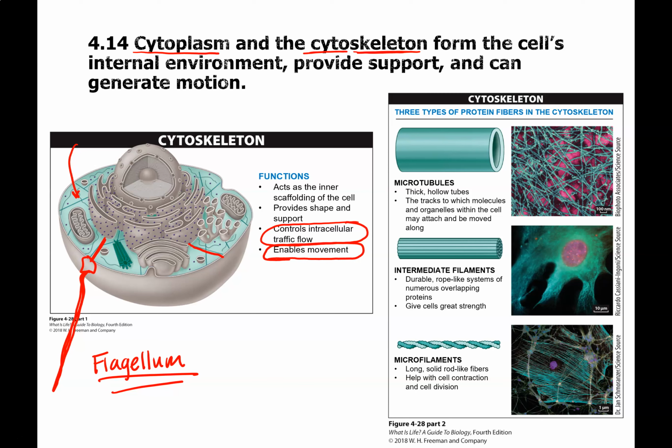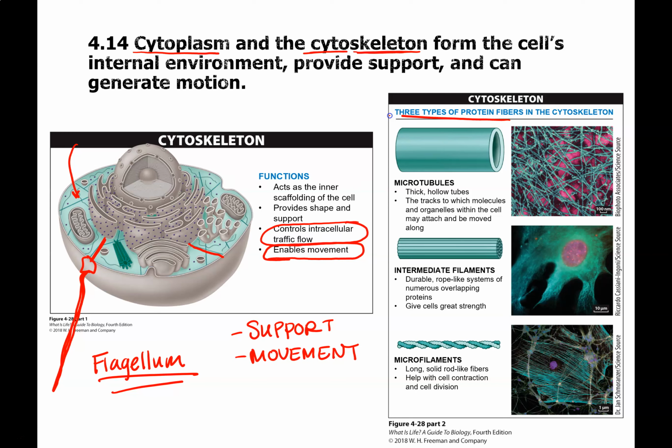So cytoskeleton has two major functions. One is support, the other is movement. So over here on the right-hand side, I have some examples of the 3 different types of fibers that make up the cytoskeleton. You don't have to know the difference between them. I'm not going to ask you what each one does, but I just want you to know that they all help to provide support and movement within the cell.